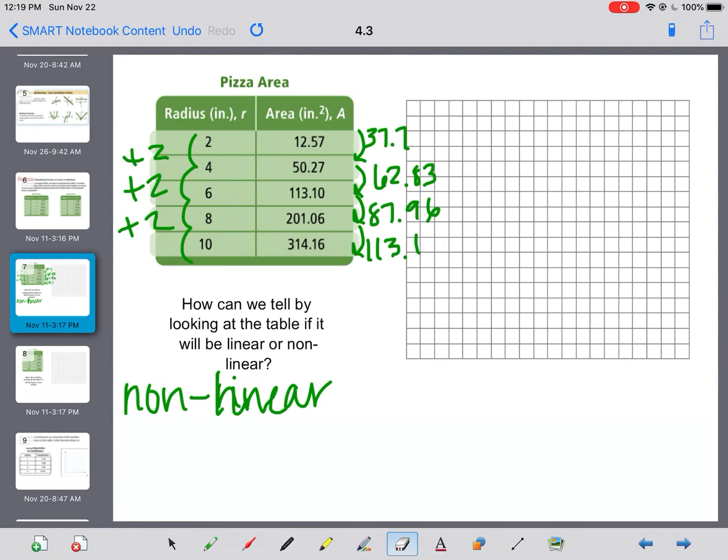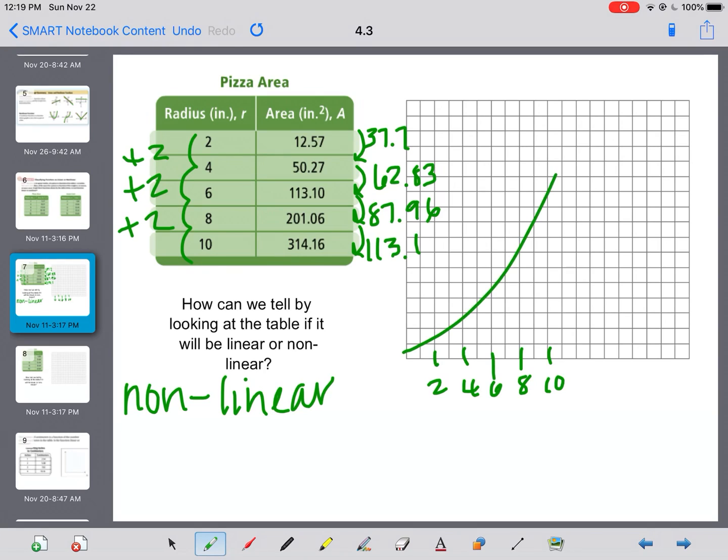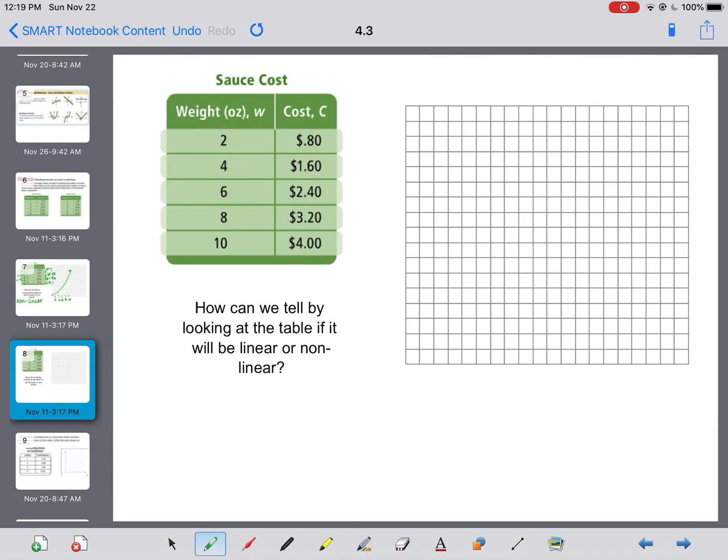This says, how can we tell by looking at the table if it will be linear or nonlinear? We can tell by looking for a constant change. Because we don't have that constant change, it's going to be nonlinear. Then they want us to graph it. If we graph this, we'll be able to count by 2s on the bottom, and the graph is actually going to look something like this.